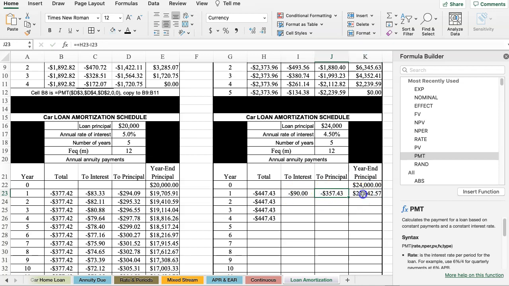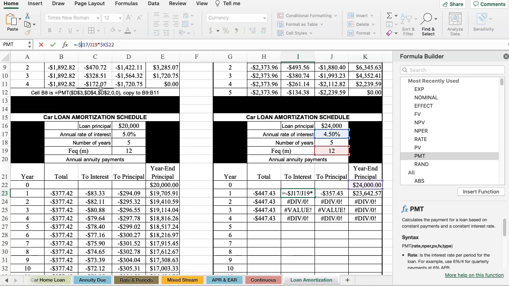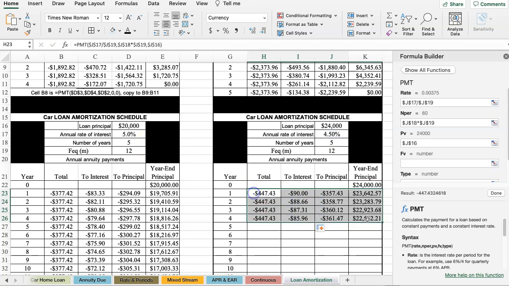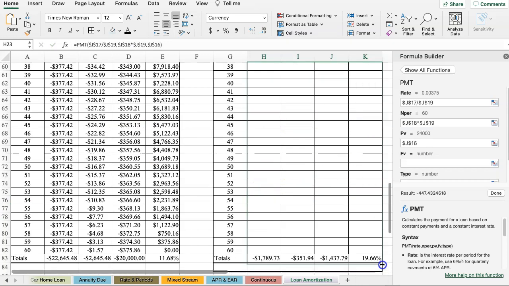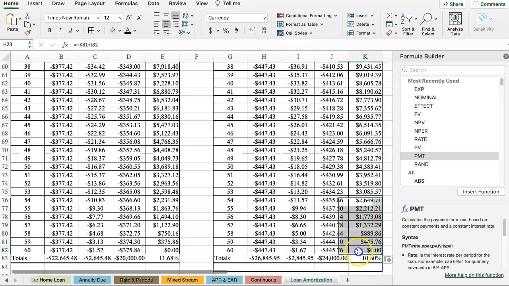So when we copy these down, I need to fix something here, because J17 can drift. So I lock that in, and now that's going to work. Okay, and for this all the way to the bottom, 60 periods because it's 5 years, we get that zero. So I'm pretty confident that this is correct. So in the last period, $67 in interest and $404 to pay off the remaining principal.